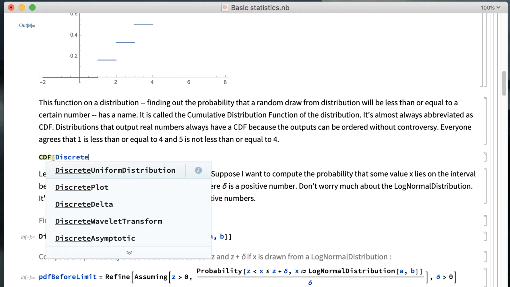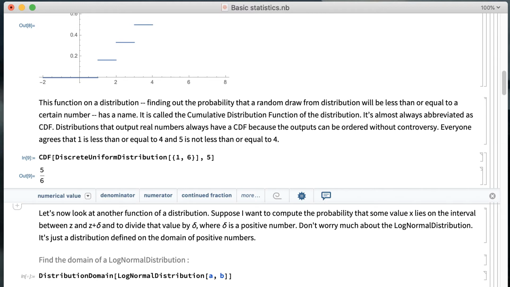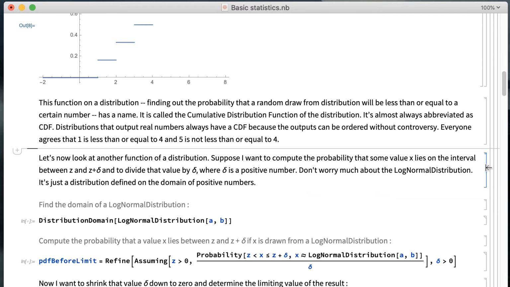So just for example, what is the CDF of, let's say we've studied the uniform distribution, let's do the discrete uniform distribution, we've seen that before, defined on the interval 1 to 6. What's the probability that it will be less than or equal to 5? I hope you're able to know before I evaluate this that it's going to be 5/6. Okay, great. So we now have the concept of a CDF of a distribution, that we can have a function of something that is itself a function.